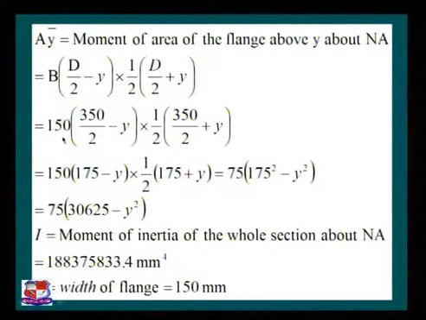So now B is equal to 150, capital D is 350, y is the variable, because we have to find out the variation with respect to y, into half of 350 by 2 plus y. Let us simplify this equation and we get A y bar is equal to 75 bracket 175 square minus y square, and hence A y bar is equal to 75 bracket 30625 minus y square. The value of I we already know from the previous problem, and width of flange B. Here B is nothing but the width of flange because the strip taken is in the flange portion, that is 150 mm.